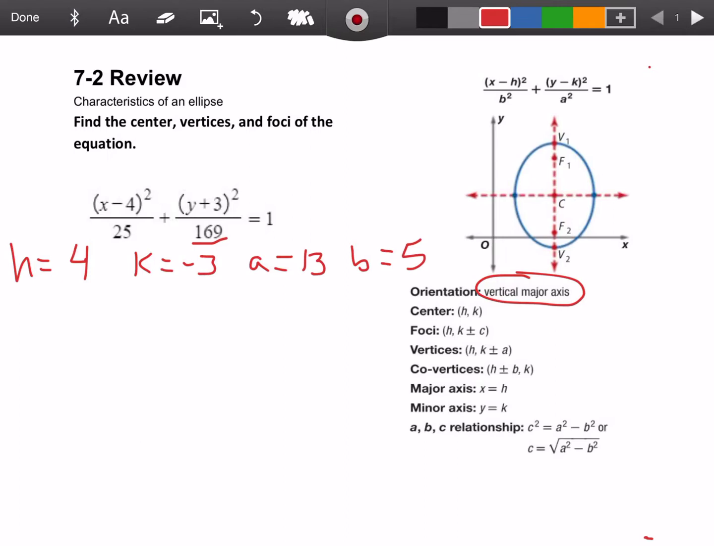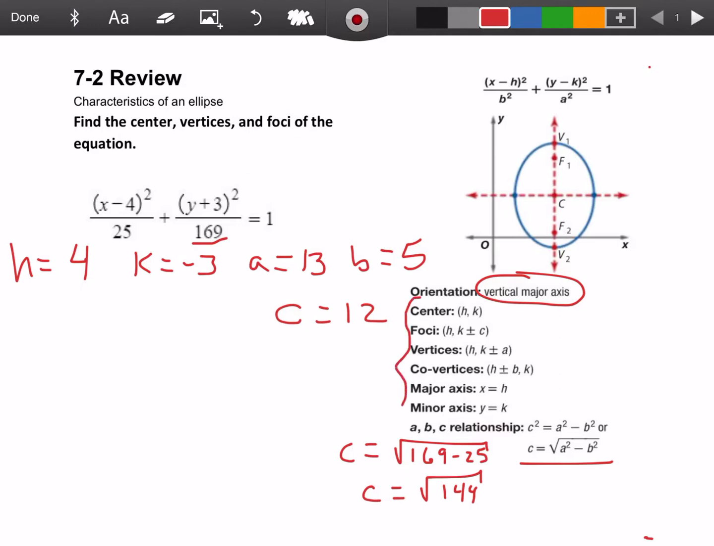Really what we're going to need for our foci is our C term. And our C is going to be a little bit more work. So here we'd have C equals the square root of 169 minus 25, which would be the square root of 144, and the square root of 144 would just be 12. Okay, and so now we have all of the things that we need. We can use these terms to help us the rest of the way.